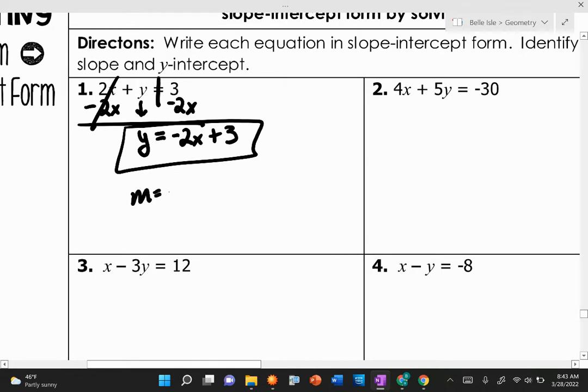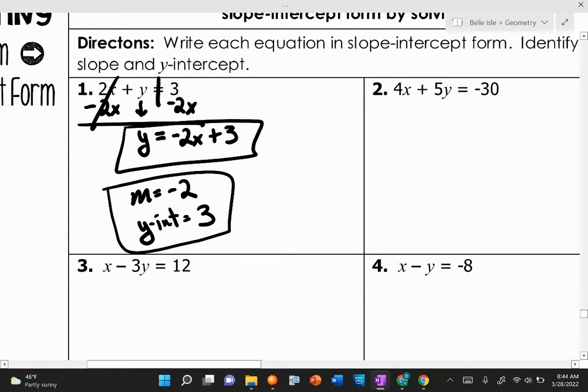Okay, the slope is negative 2. The y-intercept is going to be 3. Make sure you should have 3 total answers for each problem.